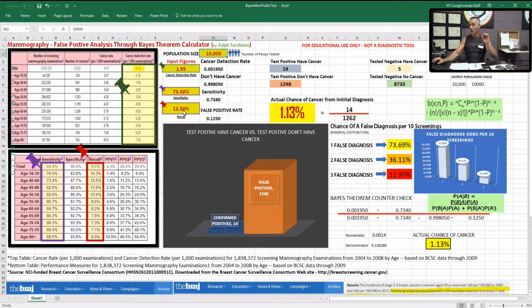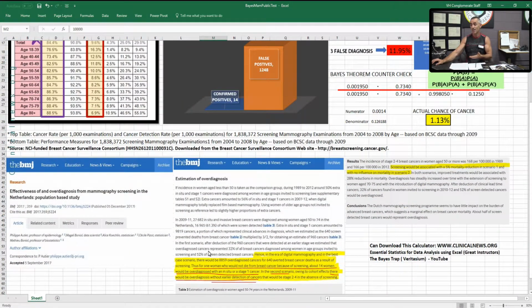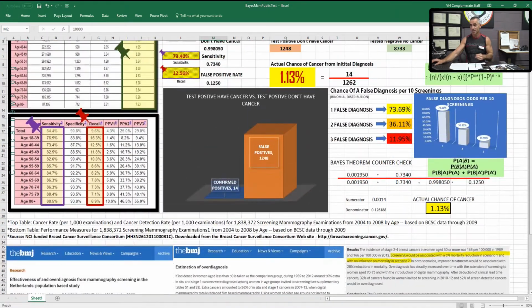Now, part of the reason I did this again is because, for example, there's a lot of questions of how effective mammograms are overall just to begin with, because, for example, according to the Norwegians, they don't seem to say it makes a difference per se. But that's subjective and not within the realm of the calculator itself.